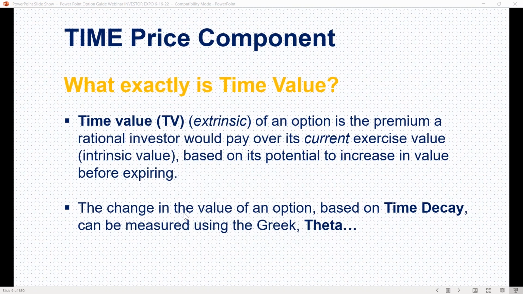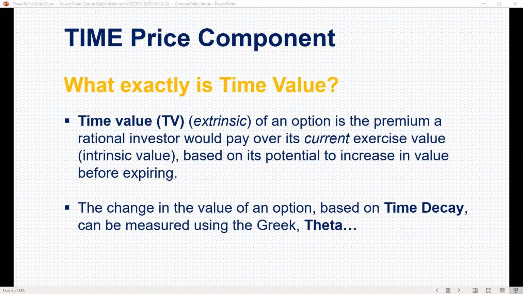So when we look at time, it's basically the extrinsic value or the time value of your option. It's the premium that a rational investor is going to be willing to pay over its current exercise value or intrinsic value based on this potential to increase in value before it expires. The change in the value of an option based on this time decay, we can measure using the Greek theta.